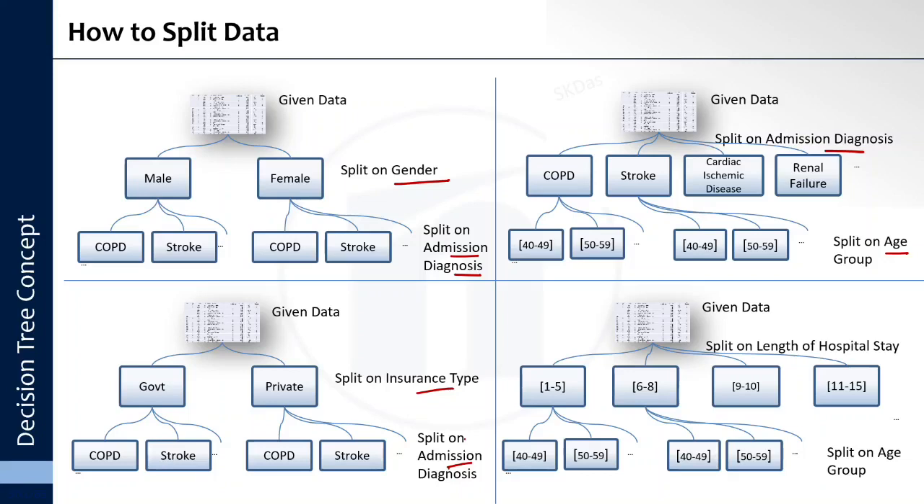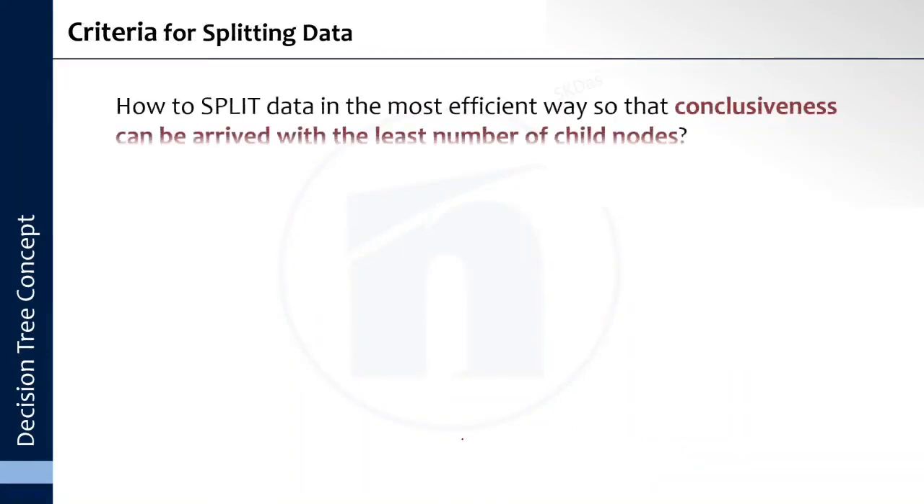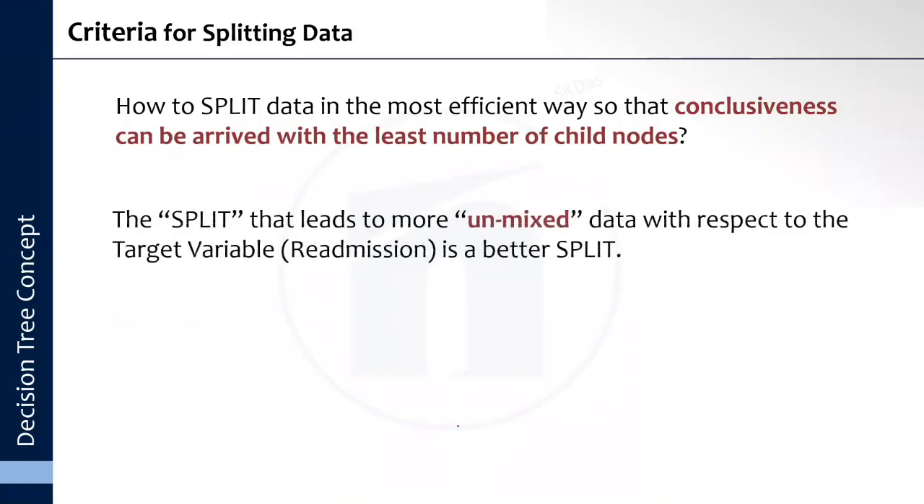So at this stage, we don't know what is the best criteria. So what would be the best criteria for splitting the data? The criteria that can arrive at a conclusive decision with a minimum number of splits. That essentially means the more the unmixed data at leaf node with a minimum level of splits, the more efficient it is. And the prediction will also be a better one.